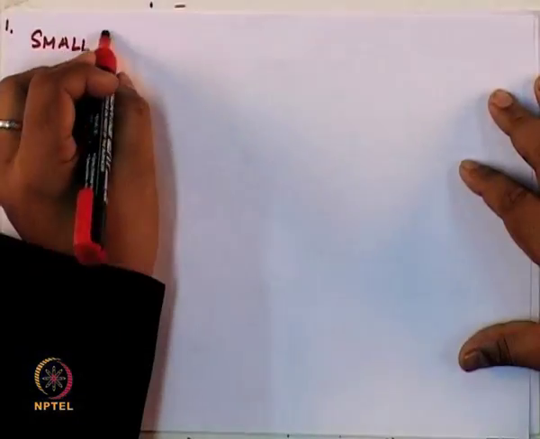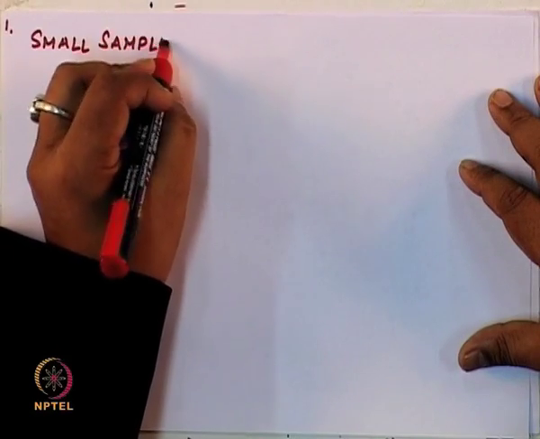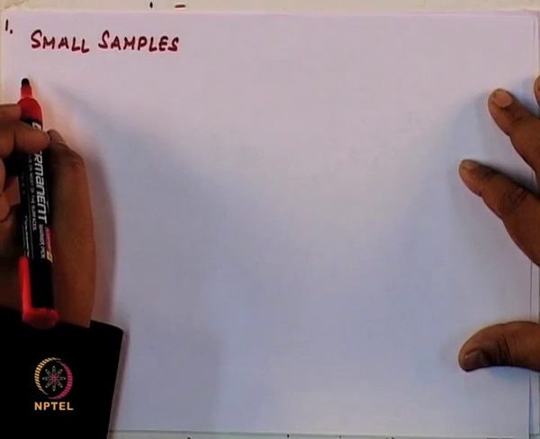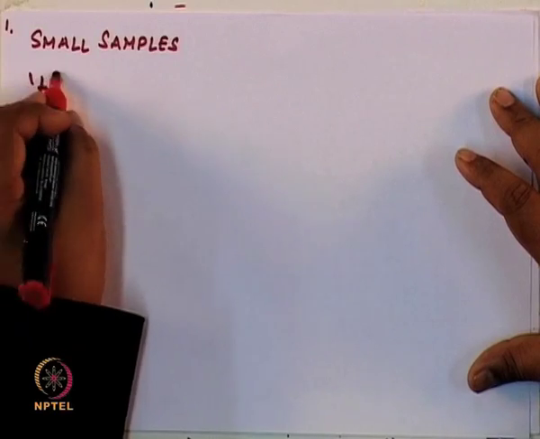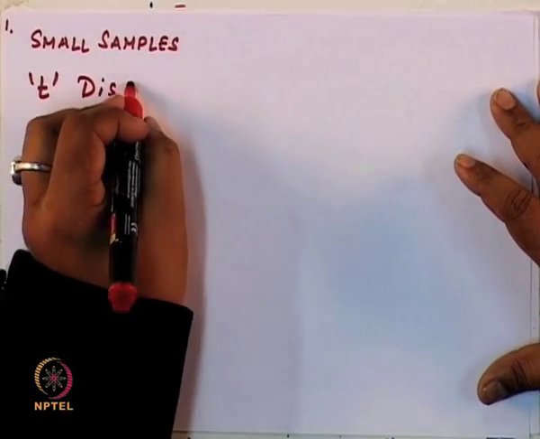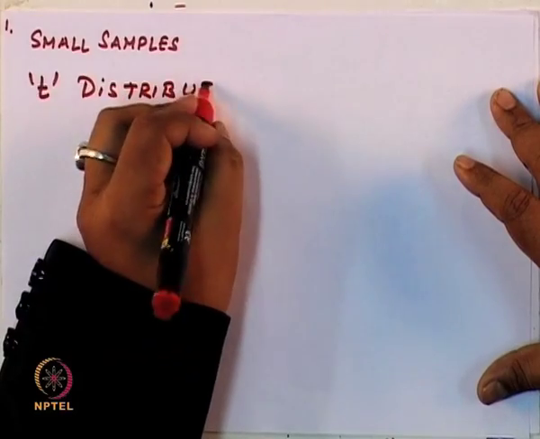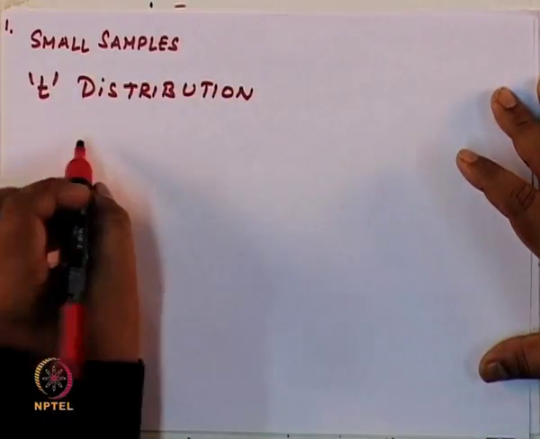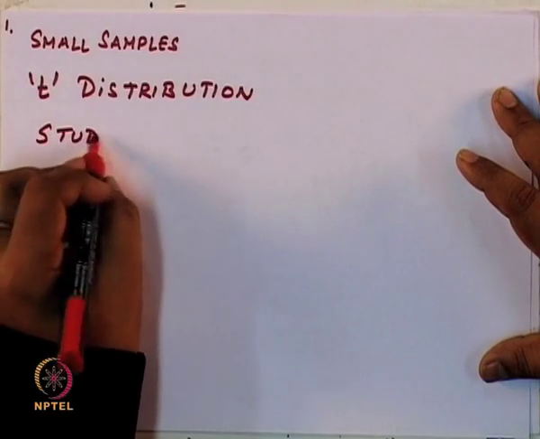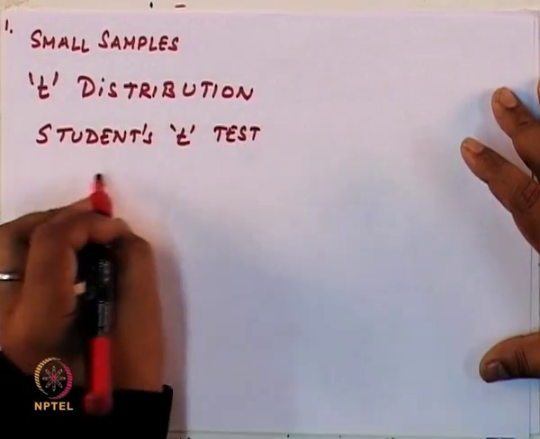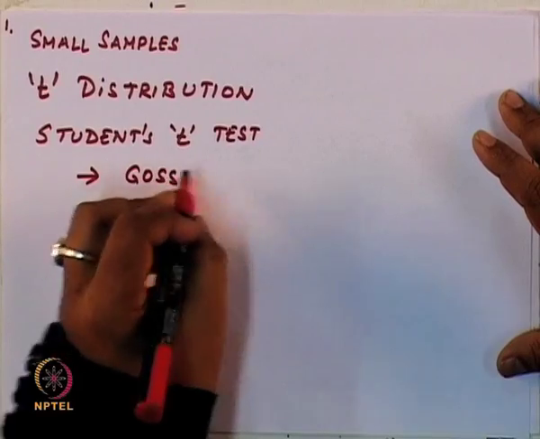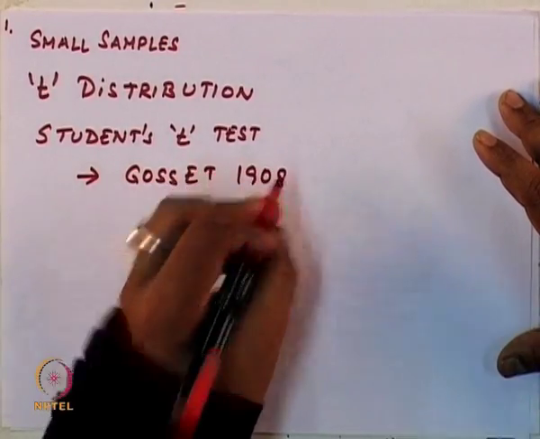So, in the last class we had introduced the student's t-test for small samples. For small samples you can no longer use the z statistics, but you use the t distribution. Okay. You use the student's t distribution. This is also referred to as the student's t-test. This was introduced by Gossett in 1908.